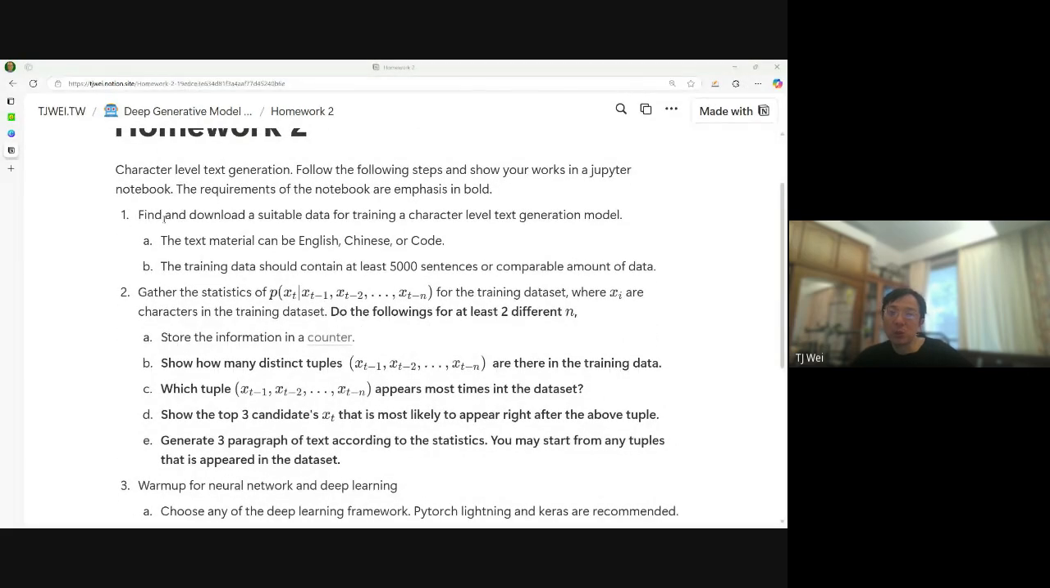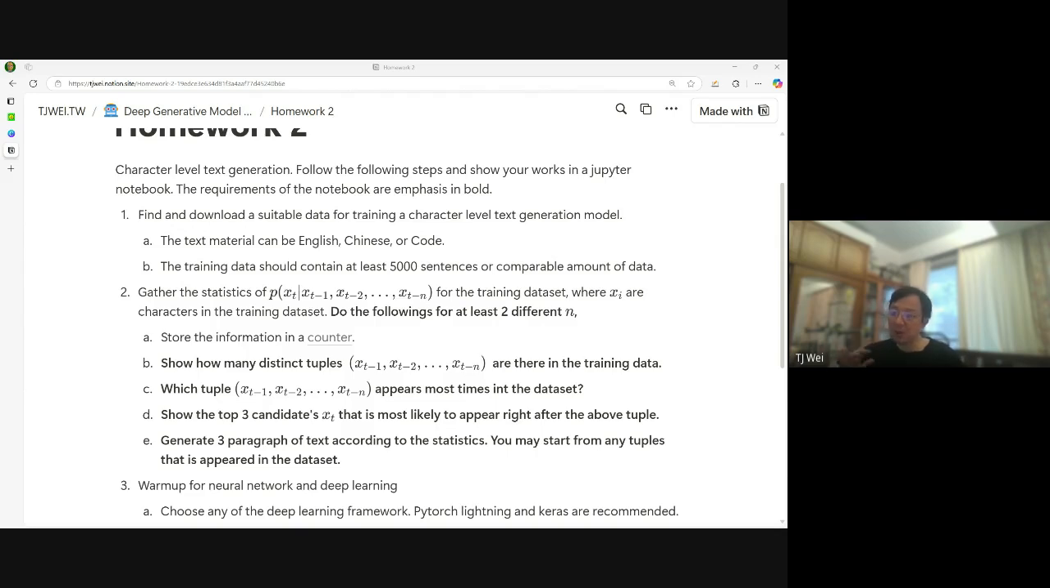First of all, you need to collect your data set so that you can train your simple model. You can use English text, Chinese text, or code, like Linux code, or any large enough code base on GitHub, and collect it. Then you need to train on the data. The data should contain at least 5,000 sentences or a comparable amount of data. Otherwise, it would be too little data to do significant training.